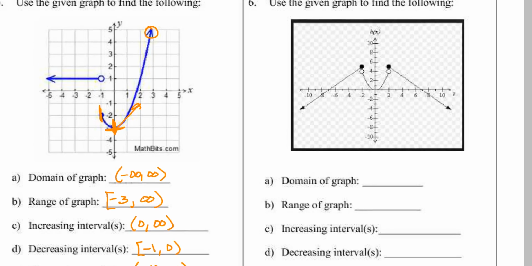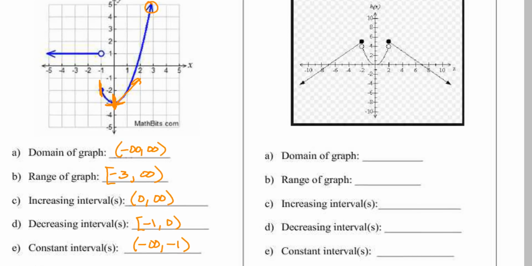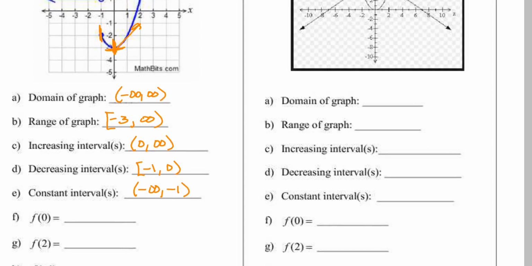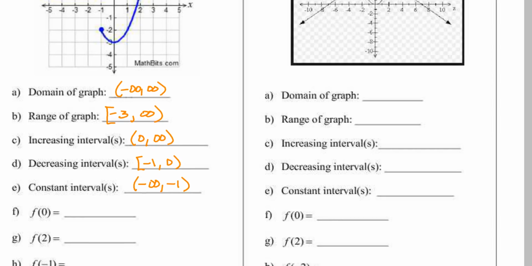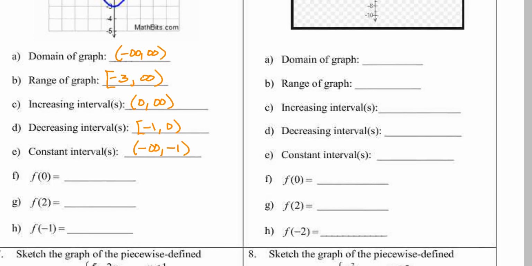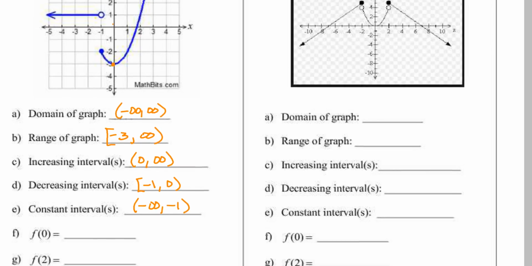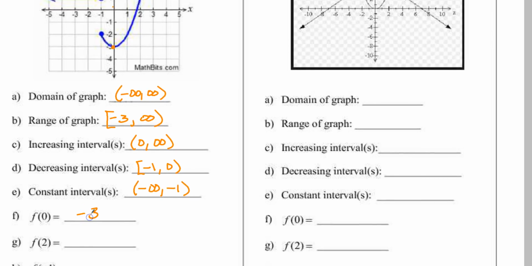Number 6, we're going to use this graph, same thing. Oop, I need to scroll down a little bit. F of 0, if we're back to 5, we have to find f of 0, f of 2, and f of negative 1. So f of 0, we look at the graph, so we know that's where, when we plug in x, what do we get? So if I have an x at 0, I follow my graph, and I'm down here at negative 3. So f of 0 is negative 3.